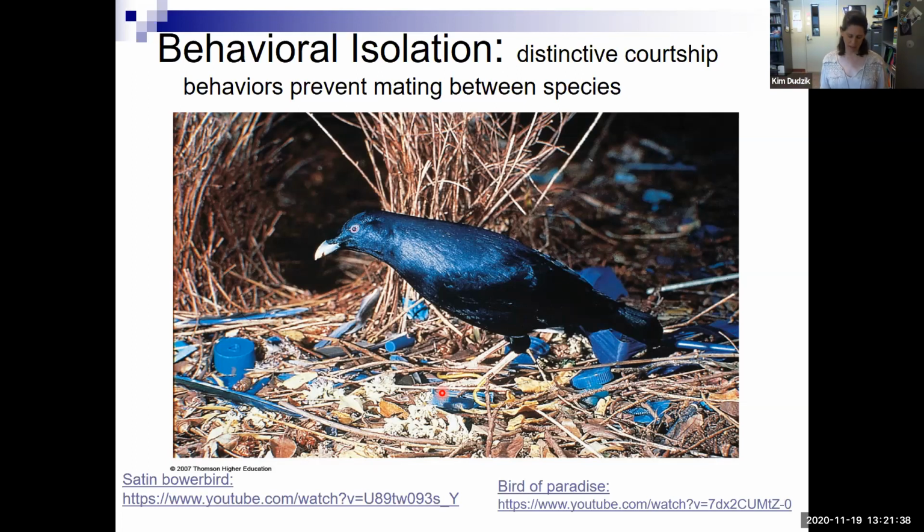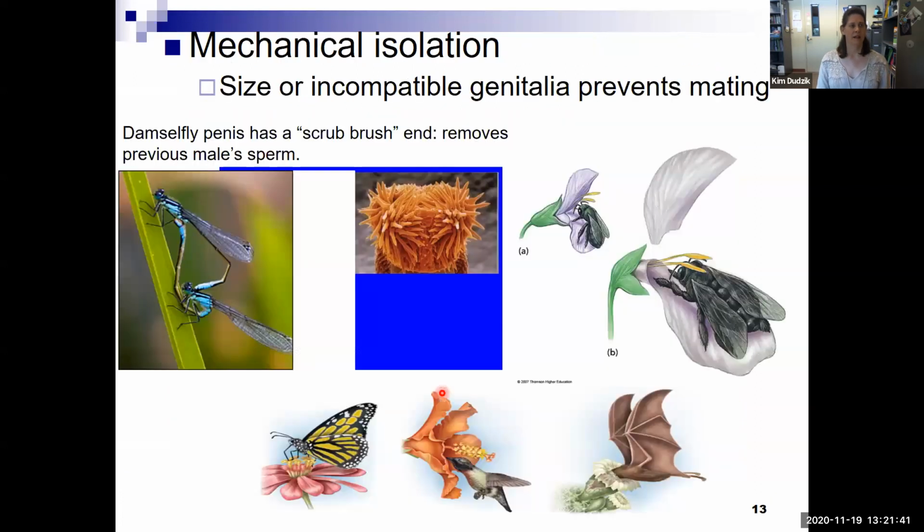Okay. Prezygotic barrier. Okay. Next one is mechanical isolation. So in mechanical isolation, this has to do with the actual mating structures. Right? And so it could be structures, the genitalia of animals. It could be the pollinating structures or the flowers in plants, between plants and insects, right? So if the genitalia are incompatible with one another, they just physically can't mate.